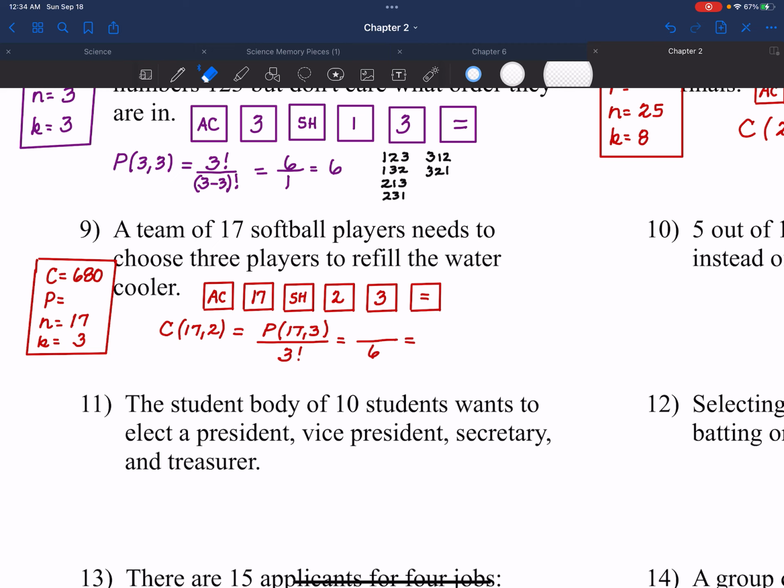So let's try it again. So 17 permutation 3 is 4080. That's going to make more sense. Divide by 6 is 680. And the permutation was 4080.